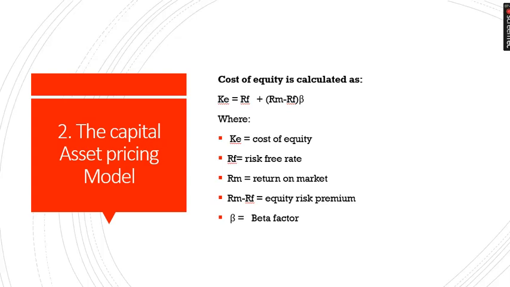So the capital asset pricing model calculates the cost of equity using this formula: KE equals RF plus (RM minus RF) times beta, where KE is the cost of equity, RF is the risk-free rate, RM is the return on market. So return on market is the rate available in the market. Then RM minus RF is the equity risk premium. The difference of the two is known as equity risk premium, the extra risk that you take. Then B is the beta factor.